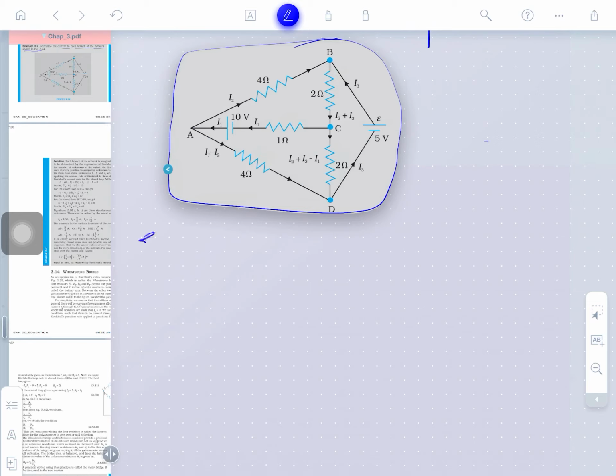First a loop is to be selected here, this is the method of solving the question. What is the method? Select a loop. Any one loop is to be selected. Which loop will you select? The battery is to be included. One loop you can make here, another loop you can make here, another loop here. Different loops can be made; 3 loops are there.